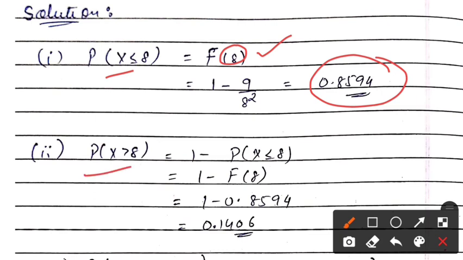Next is for greater than 8. As in our previous example, when it is for greater than sign, we will take 1 minus P of x less than the particular term. So 1 minus P of x less than or equal to 8, that is 1 minus F of 8, and the value of F of 8 is 0.8594. This is equal to 0.1406.